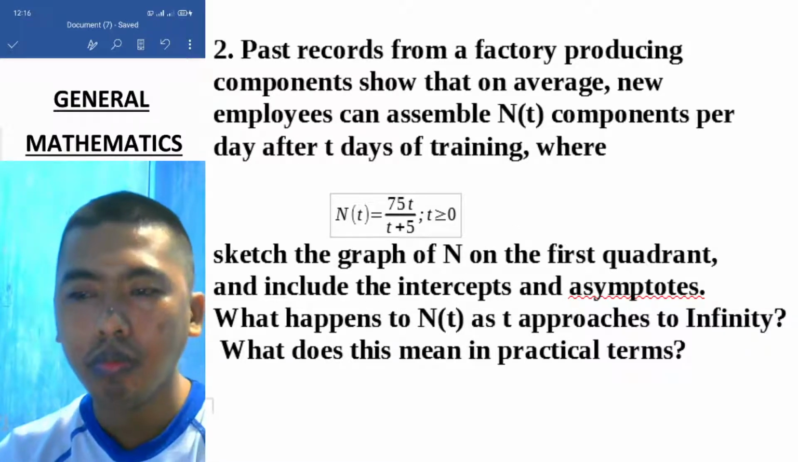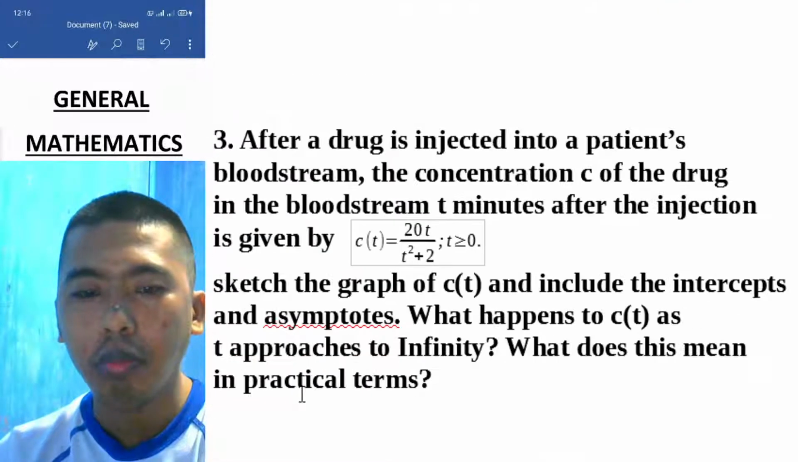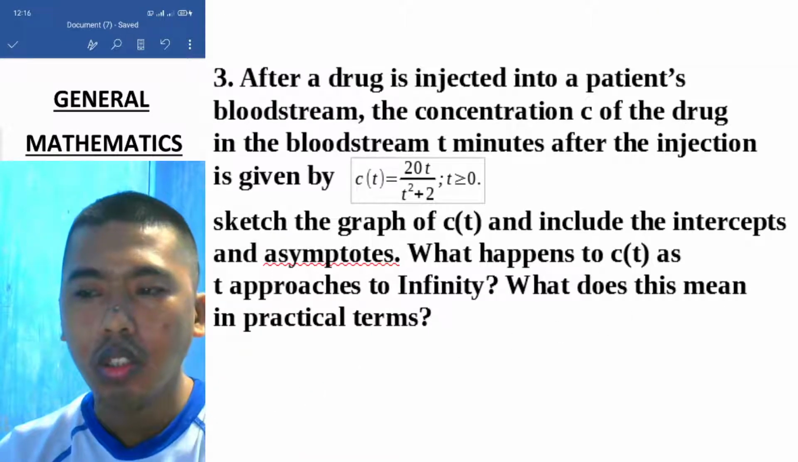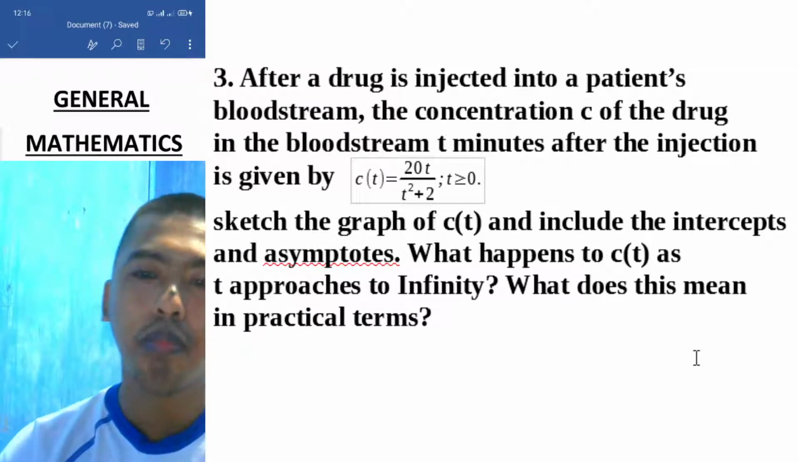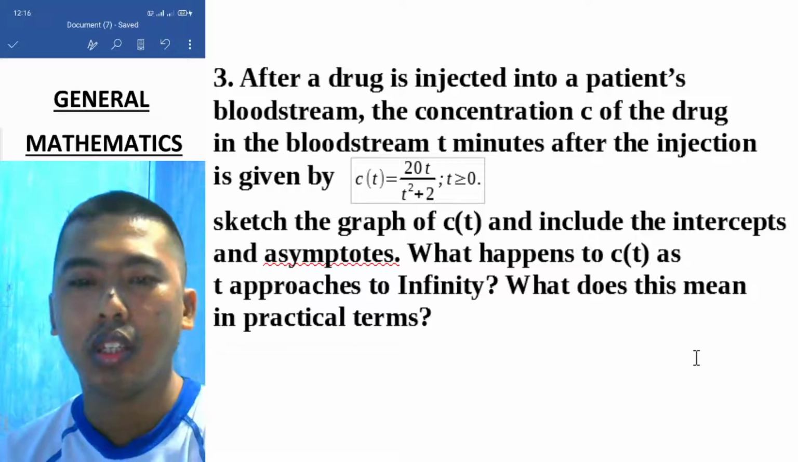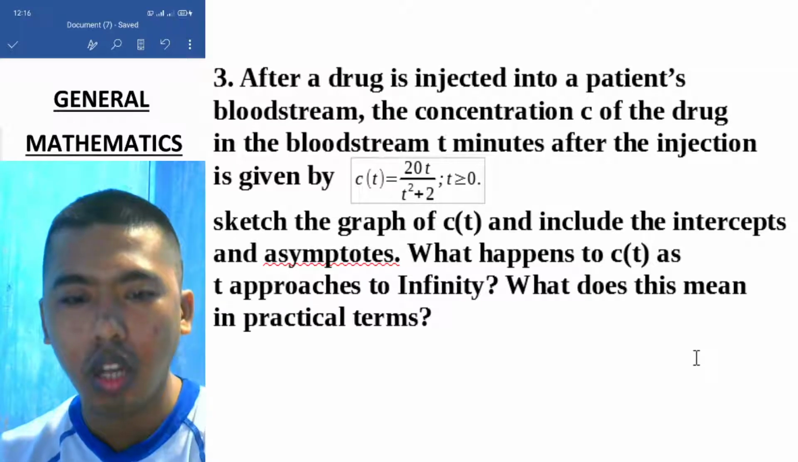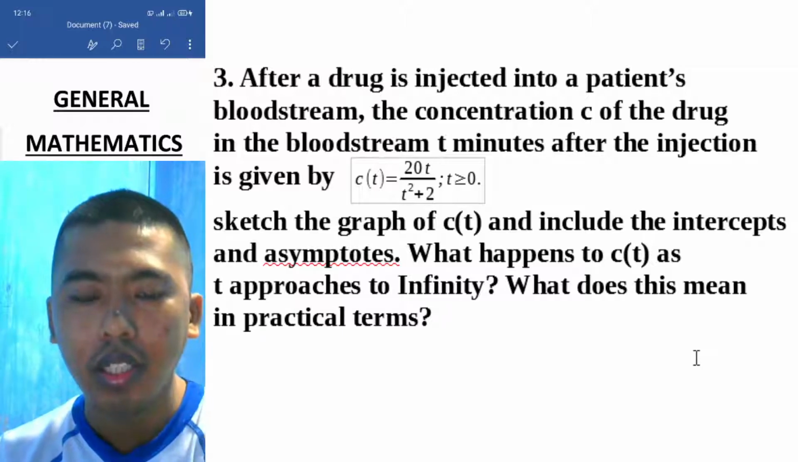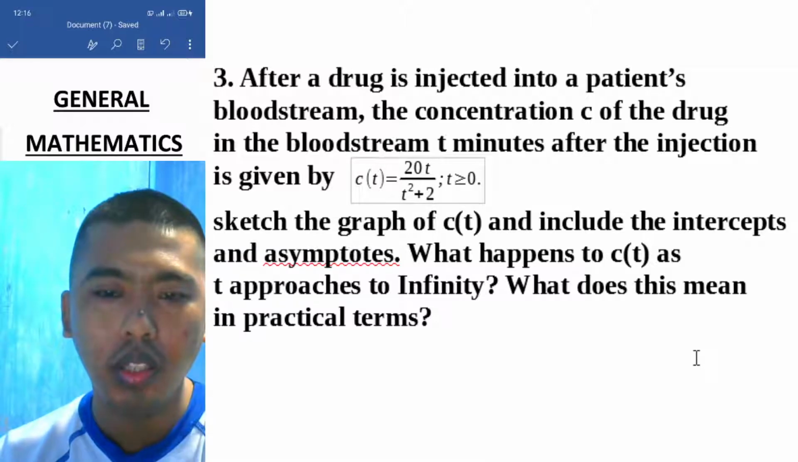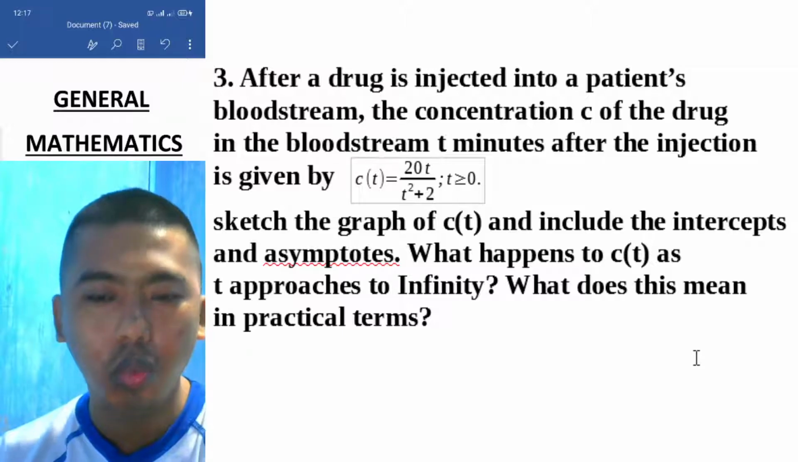Okay, number 3. Okay, so after the drug is injected into a patient's bloodstream, the concentration C of the drug in the bloodstream t minutes after the injection is given by C of t is equal to 20t all over t squared plus 2, in which t is greater than or equal to 0.